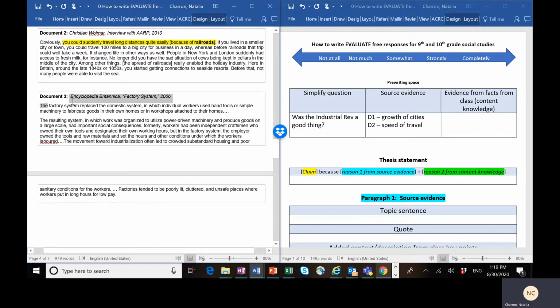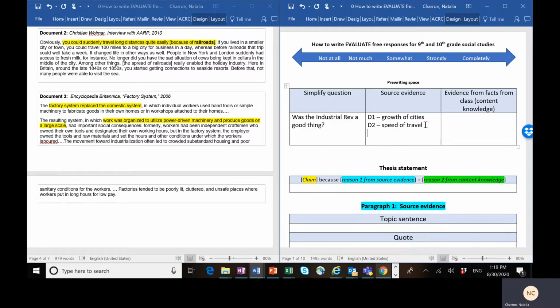Document 3 talks about the factory system replacing the domestic system. So the industrial era reliance on machines to do stuff in factories rather than producing things by hand or at home. As a result, work was organized to utilize power-driven machinery and produce goods on a large scale, which means using machines to do stuff made it possible to make more stuff.